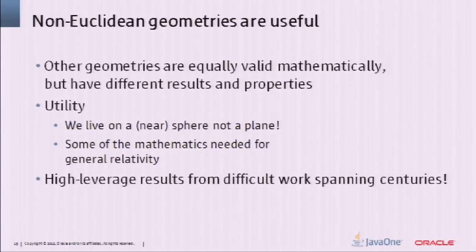Now, these other geometries, again, they're equally valid, equally consistent mathematically, but they do have different properties. But they are very useful. One reason they're useful is that we live on the surface of what's roughly a sphere, and we don't live on a plane. If we lived on a plane, we might have to live in a somewhat melodramatic world like this, which is called Flatland. And read the Flatland book. It's a short volume. It's kind of an entertaining read. But more importantly, the mathematics behind elliptical geometry form some of the basis needed for general relativity to be developed. So there's a very high leverage result from this work that was done over many, many centuries.